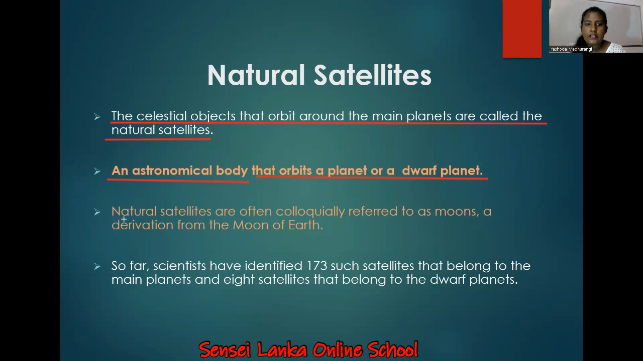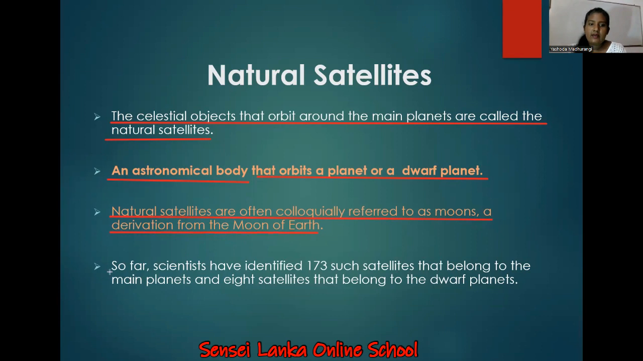Come to my third point now. Natural satellites are often colloquially referred to as moons. I told you earlier, sometimes we use the term moons for them. Why? A derivation from the moon of Earth. The natural satellite of planet Earth is the moon. So we use that term moon similarly, but colloquially, not the standard term.